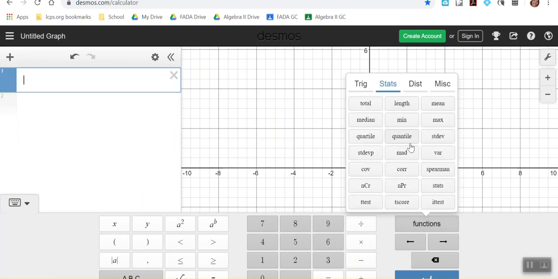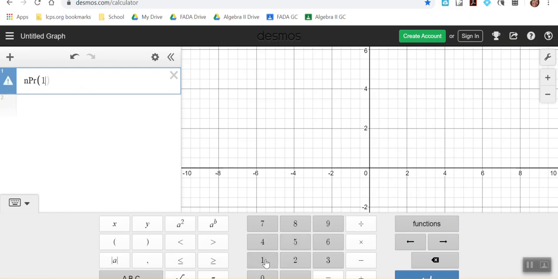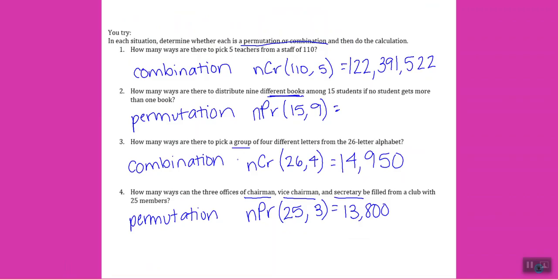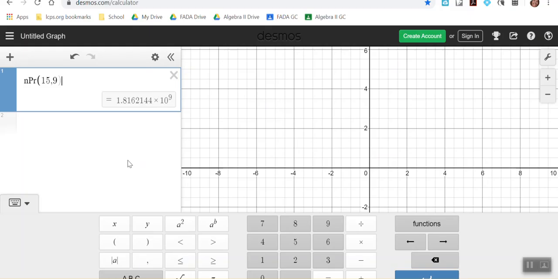So this is NPR 15, 9. So because this is a large number, it puts it in scientific notation. And I'm going to show you how to take it out of scientific notation. So I'm going to write this number down, but I'm not going to write the decimal. 18, 16, 21, 44.